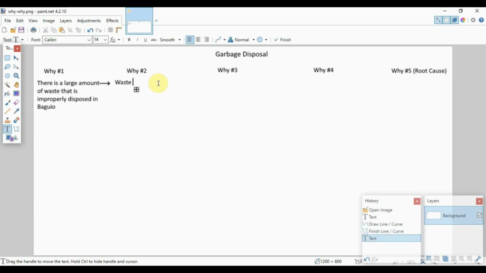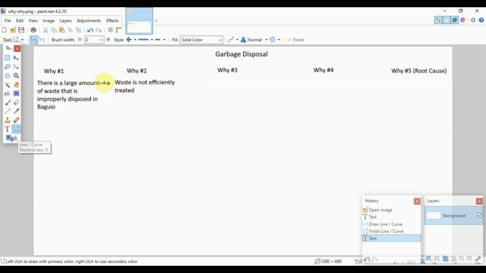Well, one answer to that is waste is not efficiently treated. So it is not properly managed or treated due to, let's say, segregation or due to improper disposal practices. So that could be the reason. So waste is not efficiently treated. Now, this is not the only answer to why there's a large amount of waste. So we will need to connect some more arrows to list down some more answers as to why waste is improperly disposed in Baguio.